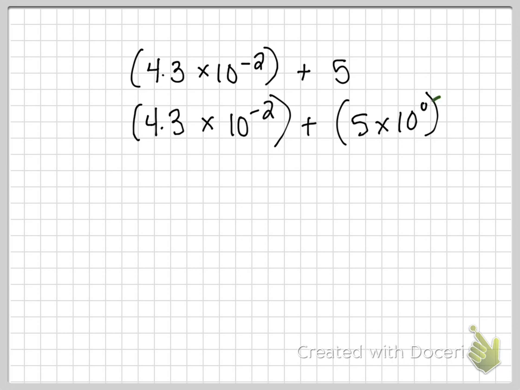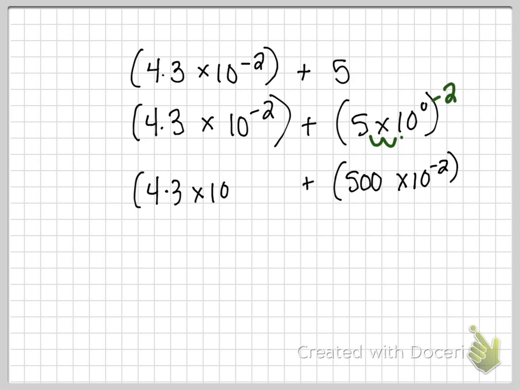We want to subtract 2 from our exponent. When we were adding 2, we moved to the left. If we're subtracting 2, which way should we move our decimal on our 5? To the right. So we get 500 times 10 to the negative second.